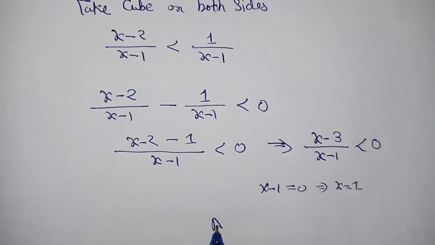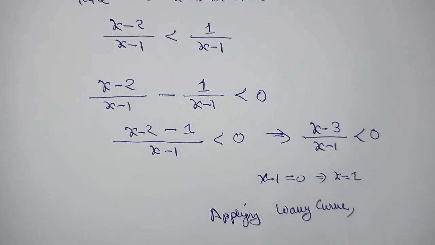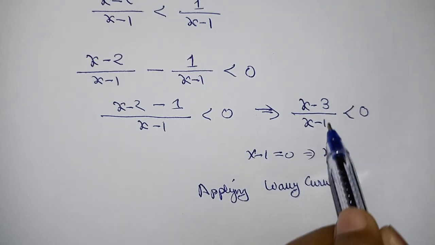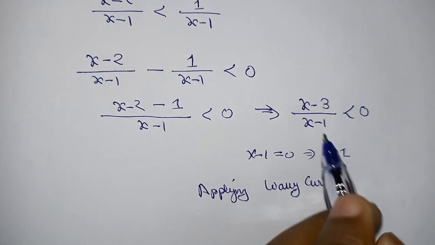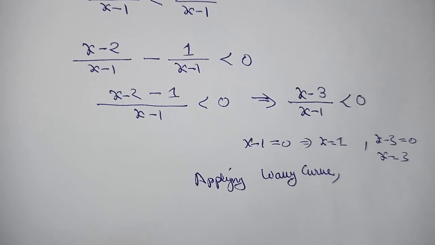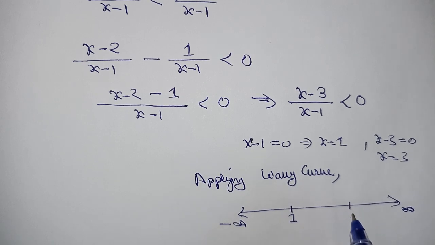So applying wavy curve method, what wavy curve says, we need to take critical values. So here critical value is 1 and one critical value x minus 3, that gives x minus 3 equals 0 gives x equal 3. So we represent these critical values on a real number line, and the real number line is minus infinity to infinity. So one value is 1 and second critical value is 3.